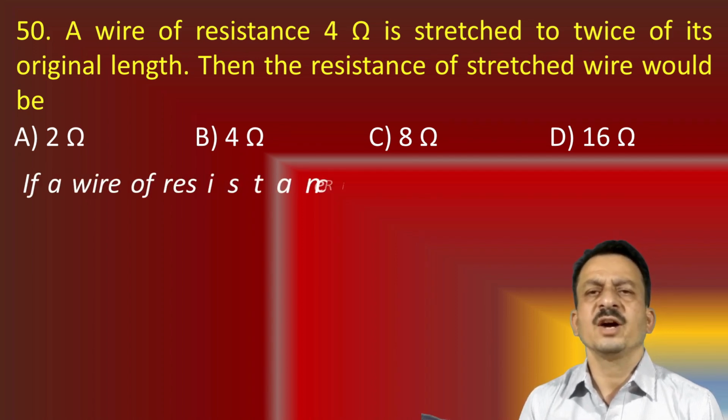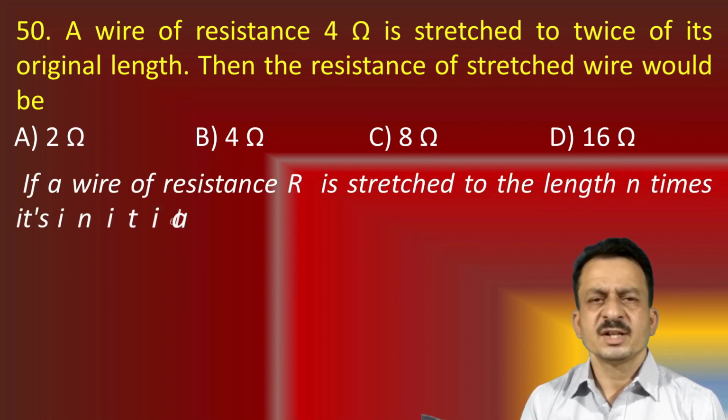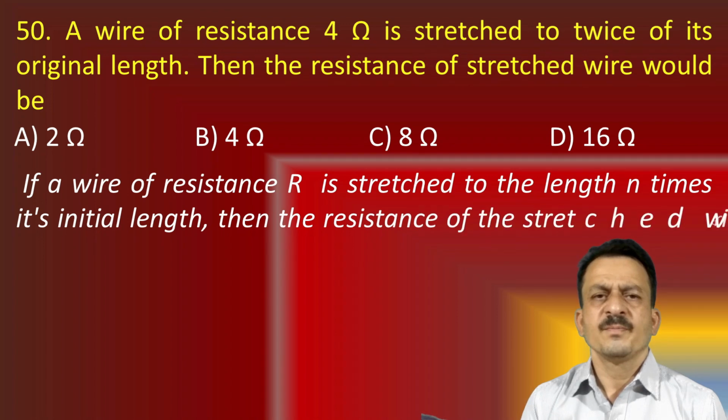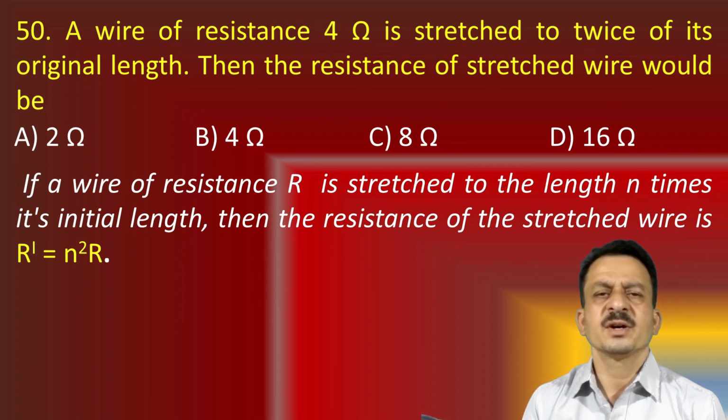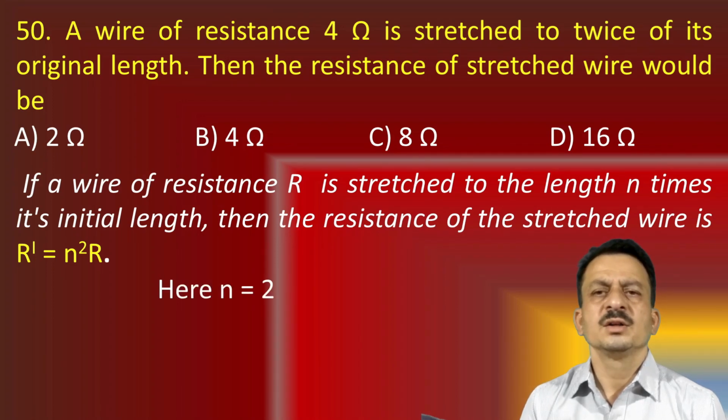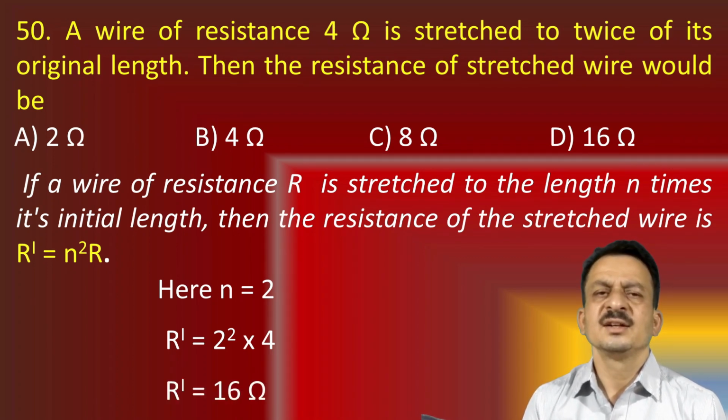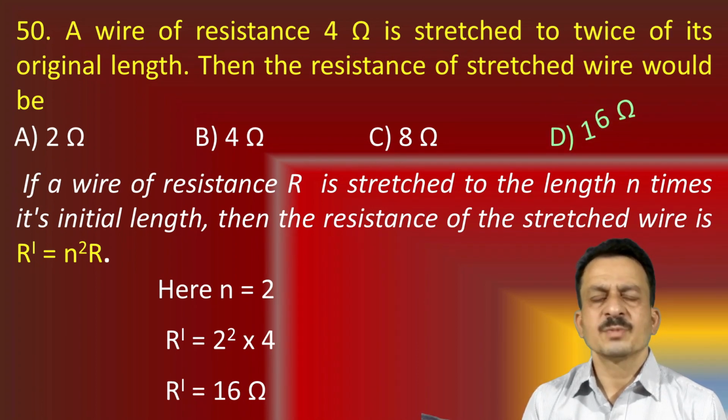So, simple relation we have, whenever a wire is stretched to a length n times its initial length, then the resistance becomes n square R. Now, in the given problem it is twice, therefore n is equal to 2, 2 square into R, therefore 2 square into 4, that is 16. Therefore D is the right answer, 16 ohms. Next problem.